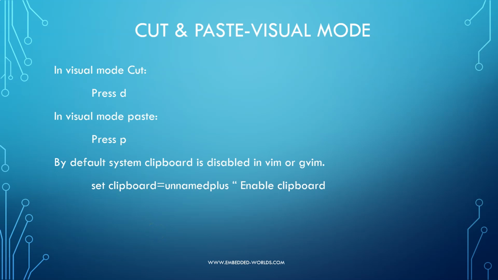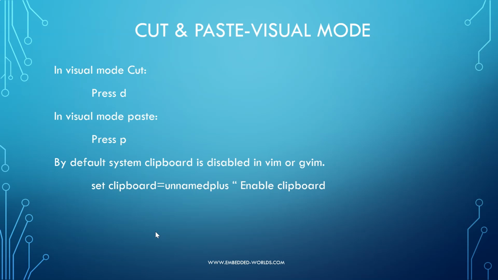In this lecture, we will cover the concept of cut and paste in visual mode. In the previous lecture, we covered the same concept but in normal mode. In visual mode cut, we just need to select the number of lines in visual mode and then press D. After that, those lines will be cut, and we can paste them using the P command. You need to care about one thing here. We need to press single D, not double D.